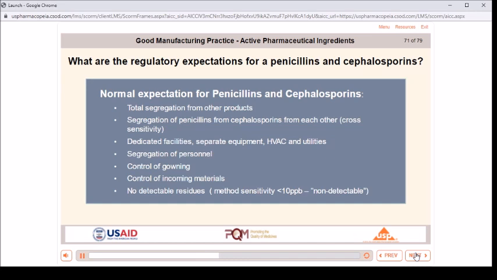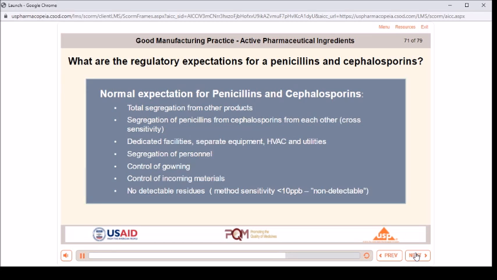Whether the facility is in the same building or a separate building, the segregation should include totally separate equipment, manufacturing and support areas, and separate HVAC utilities. There must be very strict controls for personnel. Typically, personnel who have worked in the beta-lactam facility cannot enter other manufacturing or support areas on the same day and must shower and wear different clean street clothes even to enter the changing area.